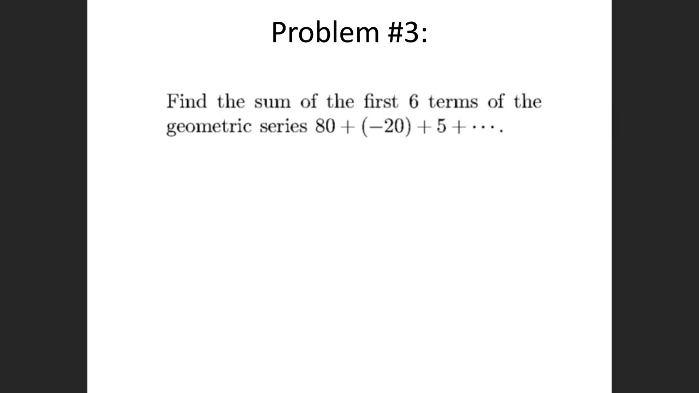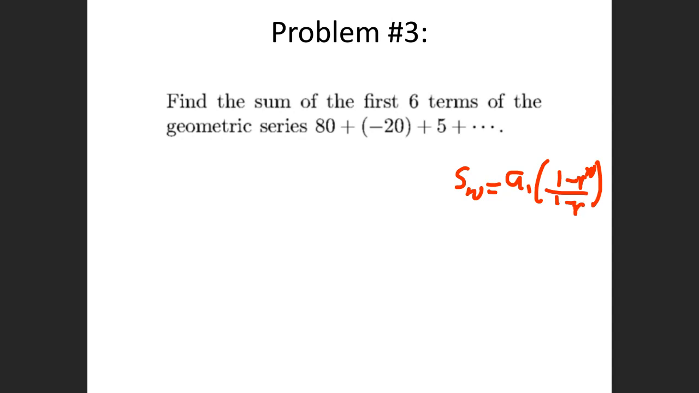So problem number 3 on your assessment says find the sum of the first 6 terms of the geometric series 80, negative 20, 5. Okay, so let's write these out. Let's write the equation first. S of n is equal to a sub 1 times 1 minus r to the n over 1 minus r.